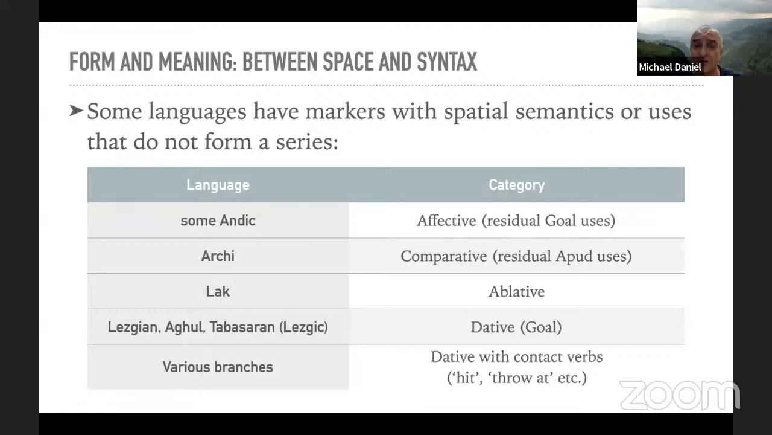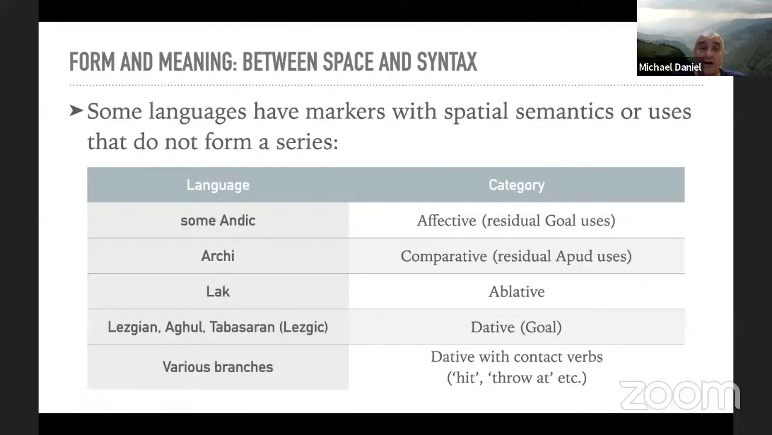Another case is Archie, the case in Khur, which is qualified as comparative in Kubrick's grammar, because its main use is indeed in constructions like I'm taller than you. You would use a comparative case, but the same form still has some kind of residual uses very similar to apud localization, something like by, near. Very few, maybe idiomatized, but still very present and easily found in the corpus, for instance.